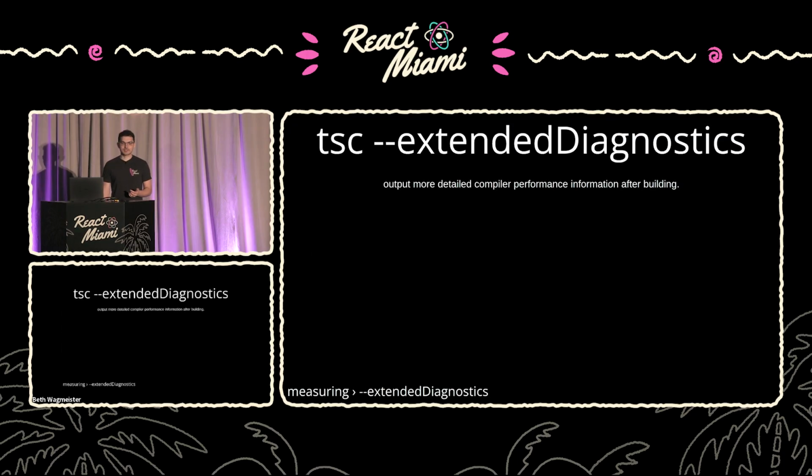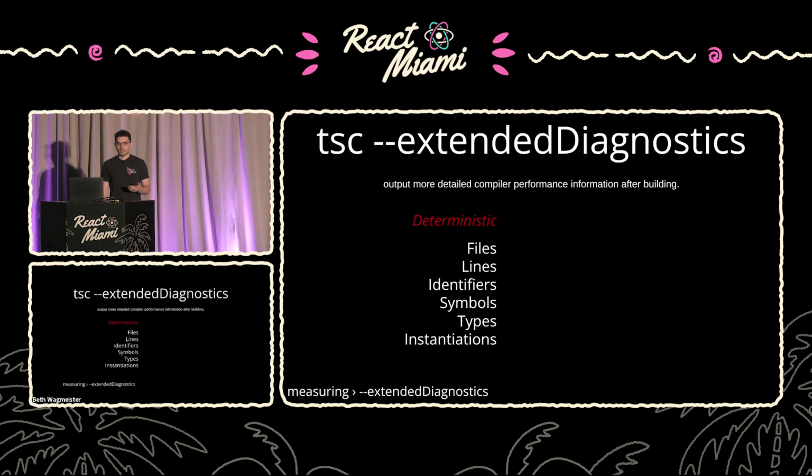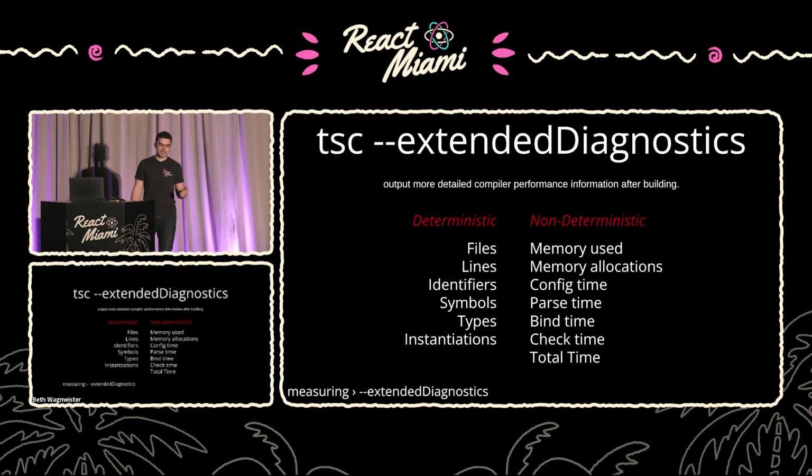The easiest way is a CLI flag called extended diagnostics. And that shows the compiler performance stats. So some of it's static, like number of files, lines of code, counts of type instantiations, and symbols and types and stuff like that. And then there's some more runtime information, like memory stats and time spent on various parts of the type checking phase.